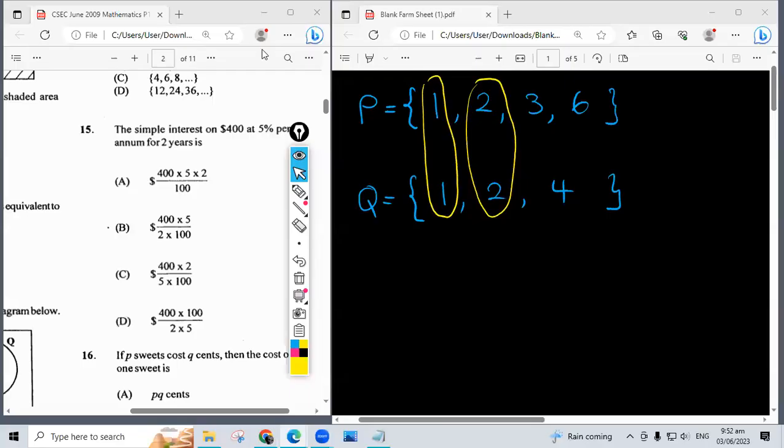All right, so number 15 is pretty easy. This is just simple interest, right? Principal by rate by time. I'm not too sure why this question is so easy, but the answer is A. Nothing difficult here. Principal by rate by time. Let's move on.